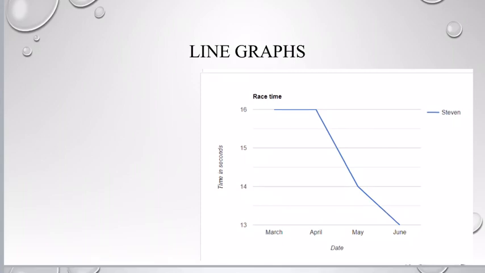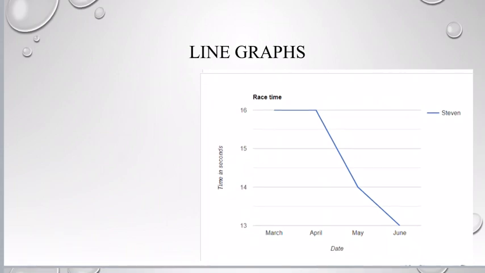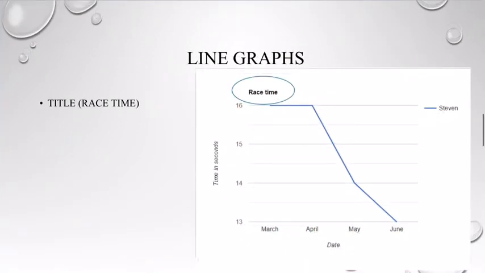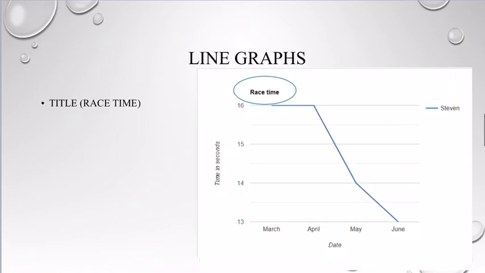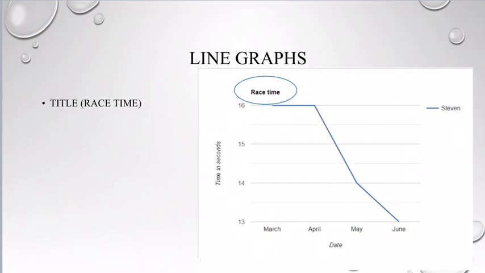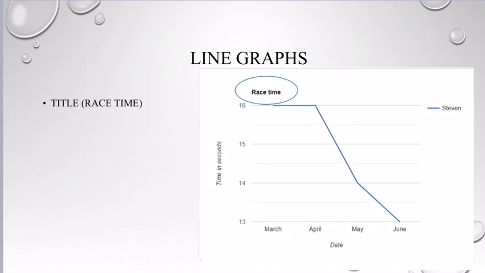So line graphs look a little different. And as you can guess, they involve a line, basically. Again, line graphs need the same three basic things. In this example, the graph name, the title, is race time. This graph is telling you how much time it took this boy, it says there Steve. Steve runs a race, and it shows how much time it takes him to finish.